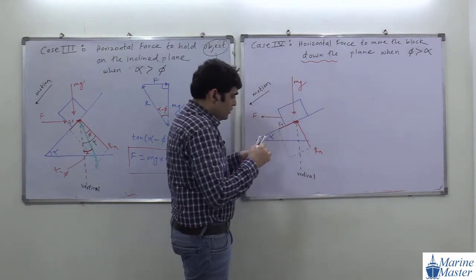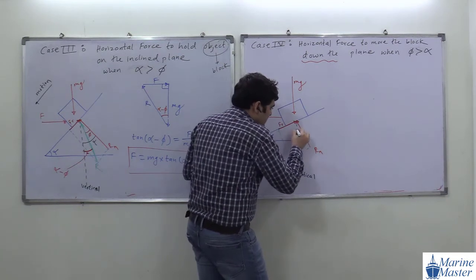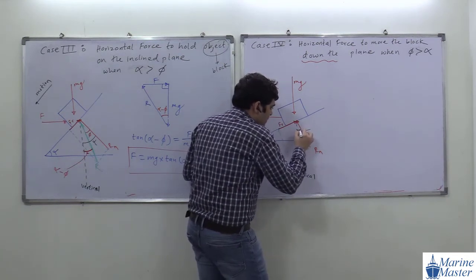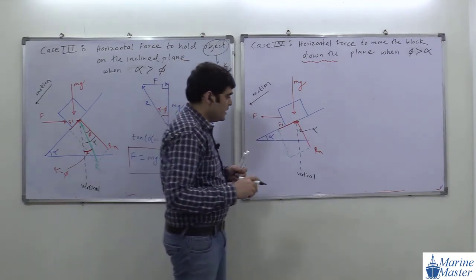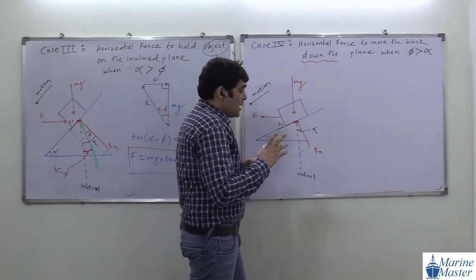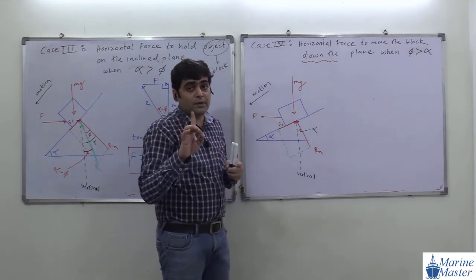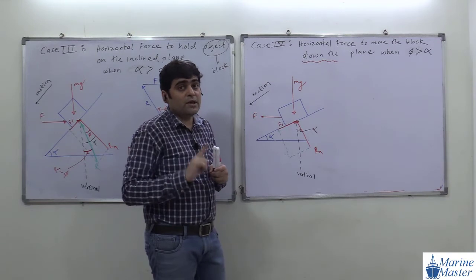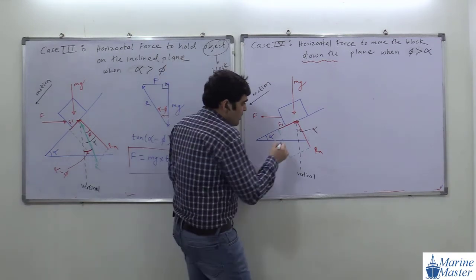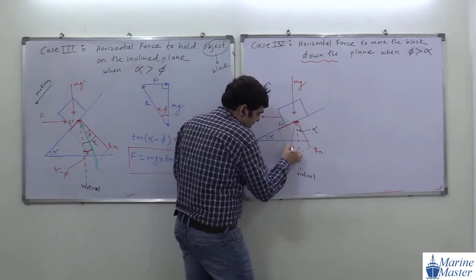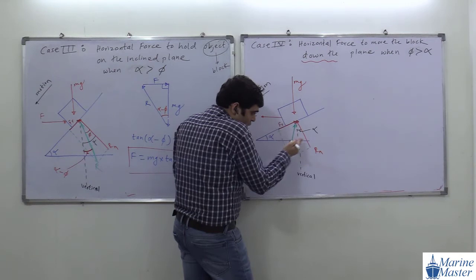Now in this scenario, what about this angle? This angle is our alpha. See the point here. Now here R, the angle between Rn and R is phi. And here phi is greater than alpha. So what will happen? Phi will be greater than alpha, so R will be slightly on this side.